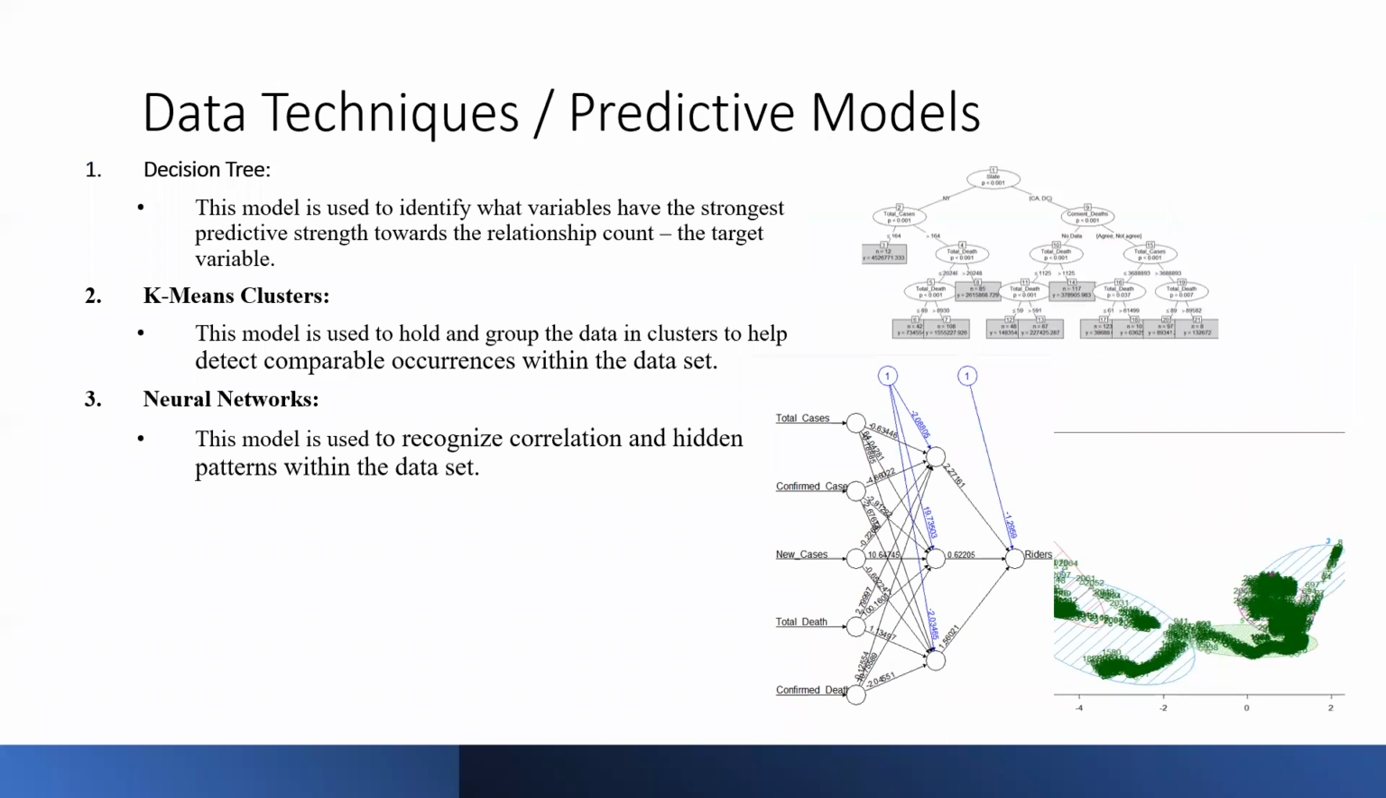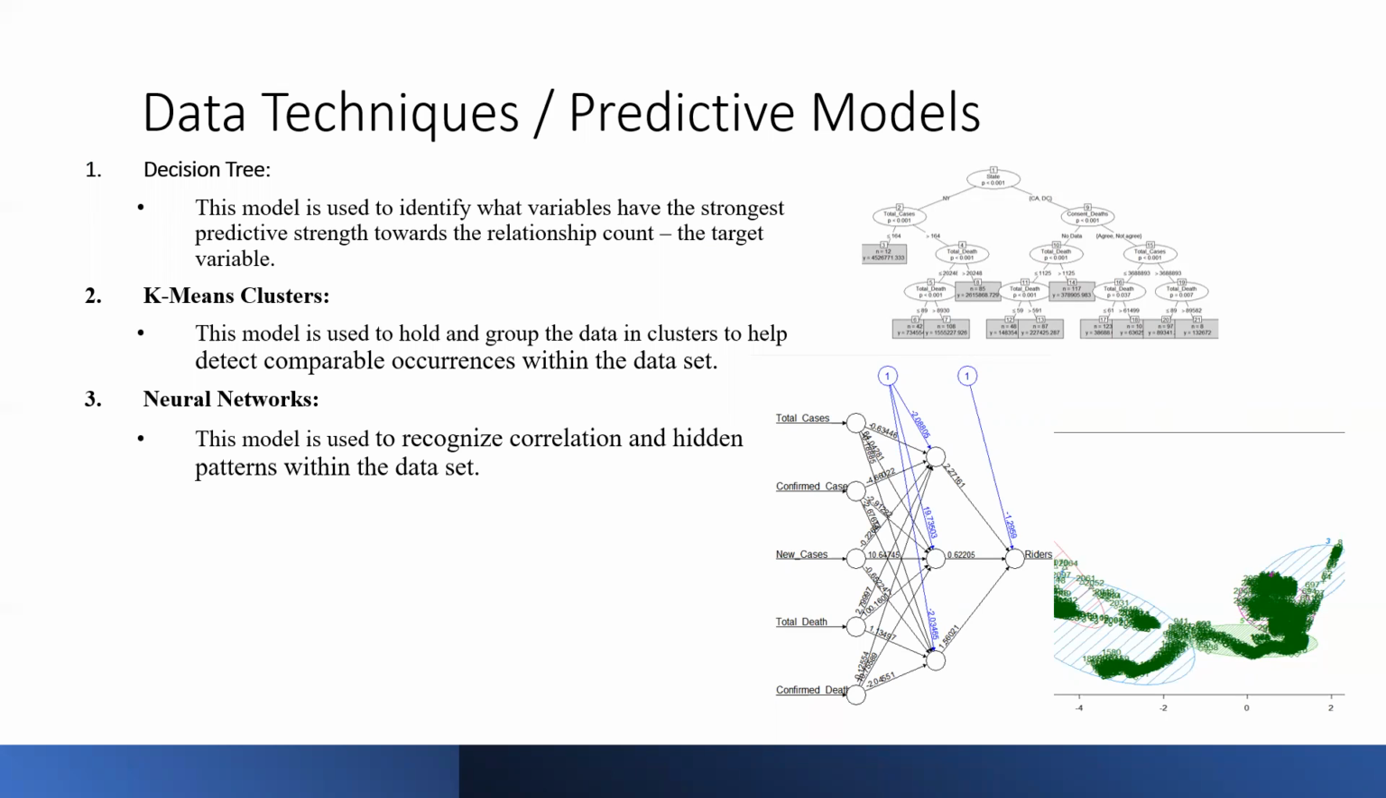And then the next technique I'll be talking about are the predictive models. In my project, I'm using three different predictive models. The first one is a decision tree. I'm using the decision tree to identify what variables have the strongest predictive strength towards the ridership count, which in this scenario is my target variable.